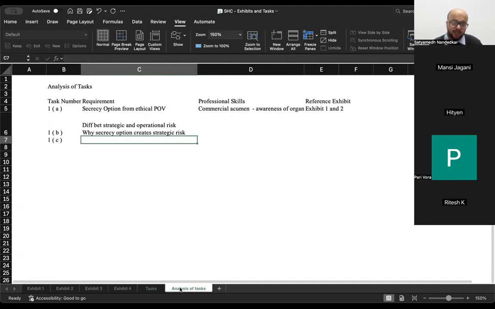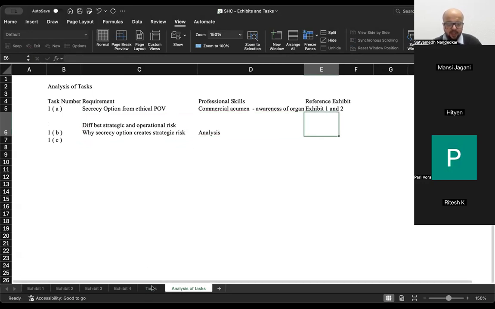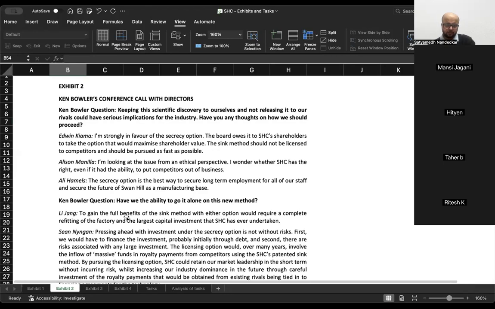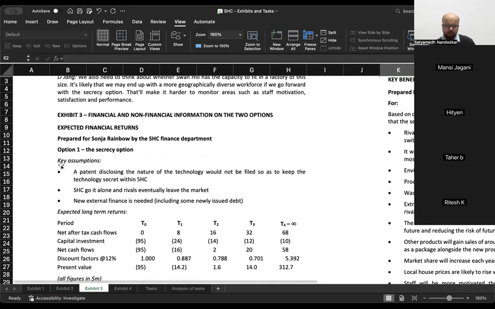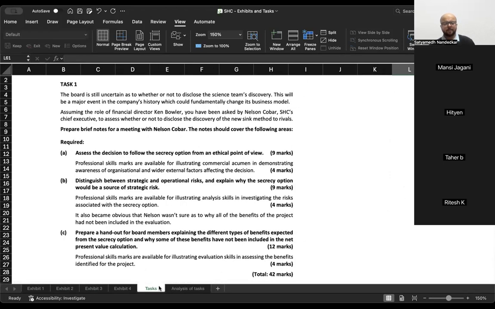In this, the professional skills are for illustrating analysis skills. Any specific exhibit again? Exhibit 2. Exhibit 3. Exhibit 3, where did 3 come from? It's more about the analytical perspective, and also strategic values can change. Exhibit 2 can also be a part, but Exhibit 3 calculations can be used as a part of the analytical procedure.